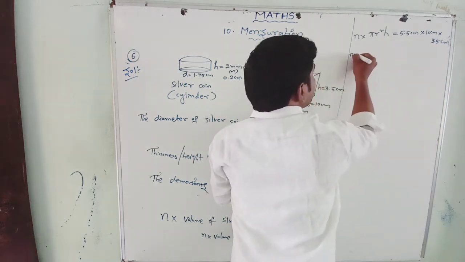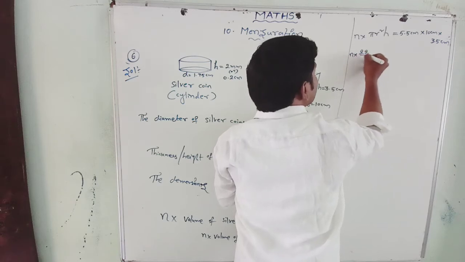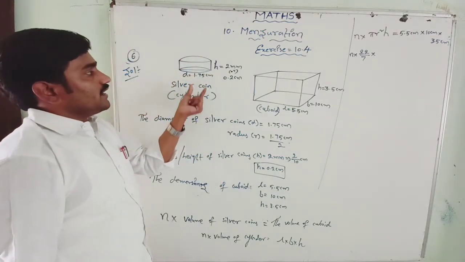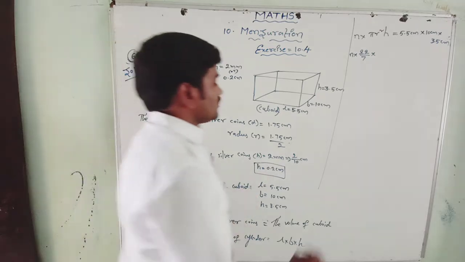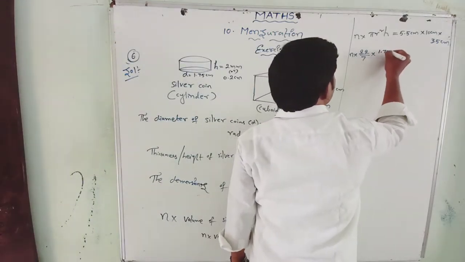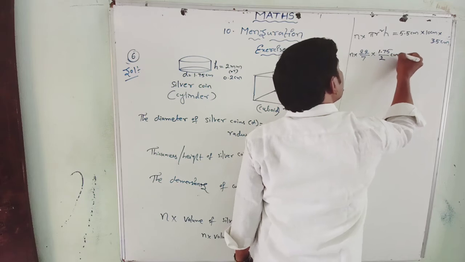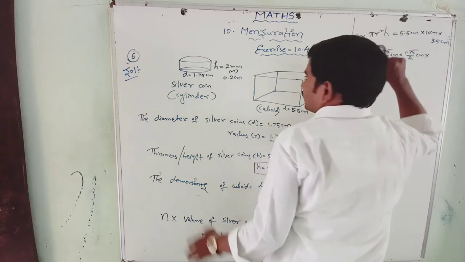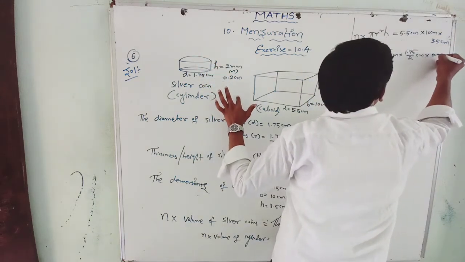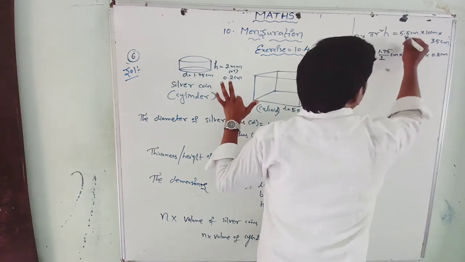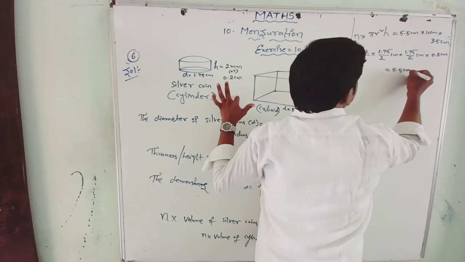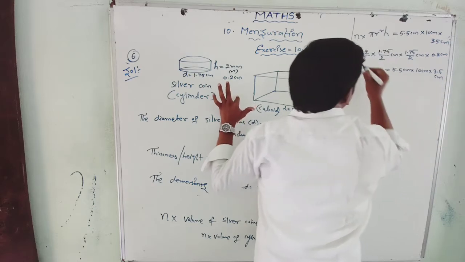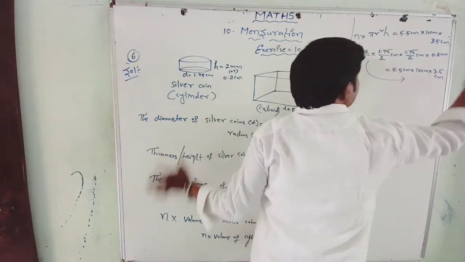So here n into pi value 22/7, and the radius, since we used the diameter, is 1.75 by 2 centimeters into 1.75 by 2 centimeters into the height, which is 0.2 centimeters, equals 5.5 centimeters into 10 centimeters into 3.5 centimeters. Except n, we will transfer all the terms to the RHS.